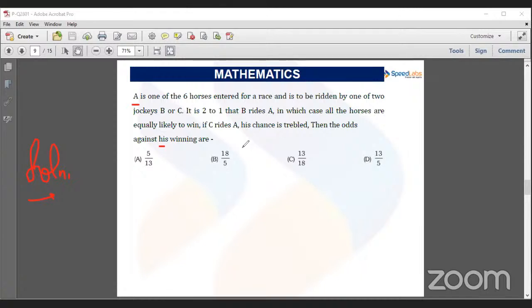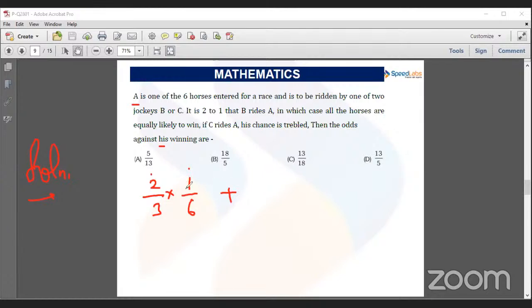So we'll have to find the chances that the horse wins. If jockey B is chosen, the probability is 2 by 3. If jockey B is chosen, then his chances of winning are equally likely, which means 1 by 6. So B is chosen and the horse A wins is 2 by 3 into 1 by 6.